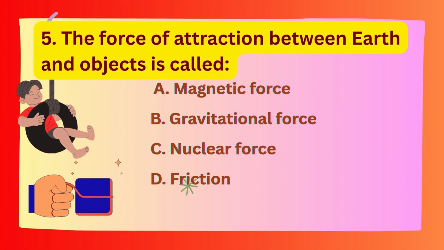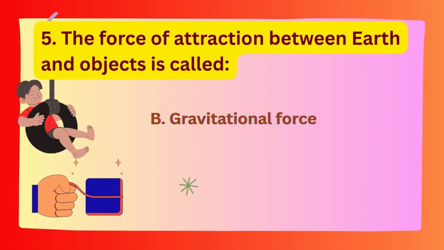The force of attraction between Earth and objects is called: A. Magnetic force, B. Gravitational force, C. Nuclear force, D. Friction. Answer: Option B. Gravitational force.